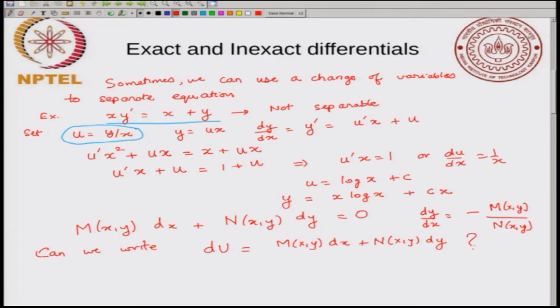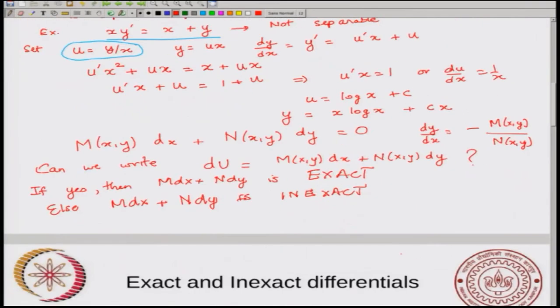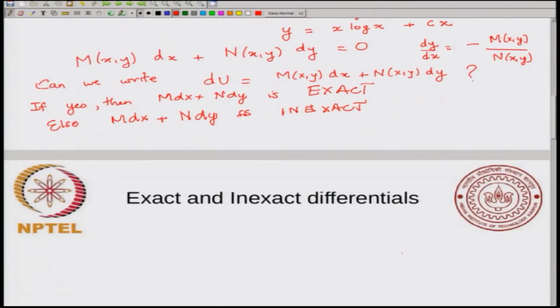And the answer is, if yes, then you say m dx plus n dy is exact, else m dx plus n dy is inexact. This is the basic idea of exact and inexact differentials: if you have this differential on the left, you want to write the whole thing as du, and you ask, can we do it? If you can do it, then you say that it is an exact differential. If you cannot do it, you say it is an inexact differential.